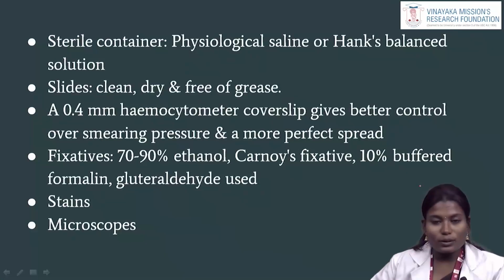Sterile container: we have to store the sample in a sterile container. We want physiological saline or Hanks balanced solution to prevent contamination. Slides should be clean and free of grease. Fixatives: 70 to 90% ethanol, formalin or glutaraldehyde, formaldehyde, and many other solutions are used for fixation. Stains: routine stains and special stains are used for FNAC diagnosis, like H and E, MGG, and special stains such as amyloid and Congo red.